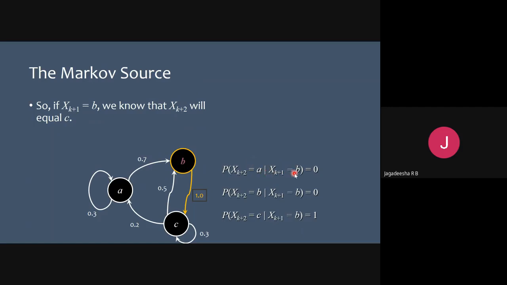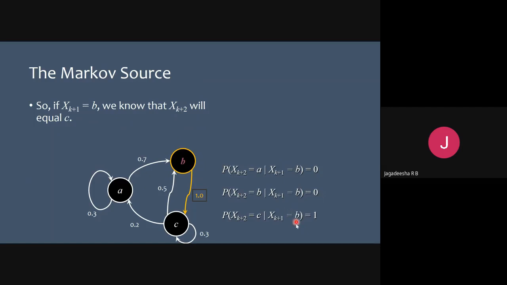If x of k plus 1 is equal to B, then what is x of k plus 2? It could be A or B or C. And what's the probability? We'll see that here. If x of k plus 2 is equal to A, that is from B you're moving to A, there is no such transition defined here. That's why its probability is 0. And then from the state B, x of k plus 1, the next state x of k plus 2 is equal to B. What's the probability of such an event? From B back to B, there is no such transition defined here. So its probability is also 0.